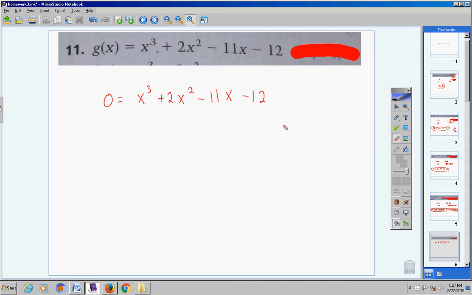So here we go. Lead coefficient is 1. Constant term is 12. Factors of 1 would be 1. Factors of 12 would be 1.